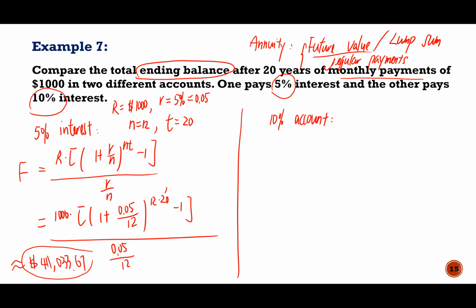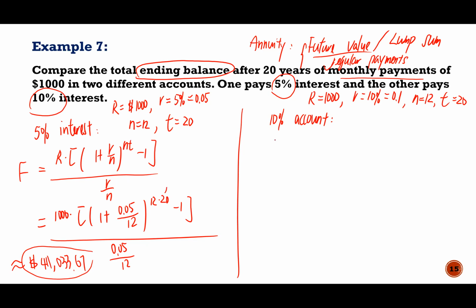All right, let's look at the answer. Again, the regular payment is 1,000. The rate is 10%, which as a decimal is 0.1. Also n is equal to 12, and time t is equal to 20. It's a very similar setting, except the rate is double. Let's see if you double the rate, does the ending balance double?